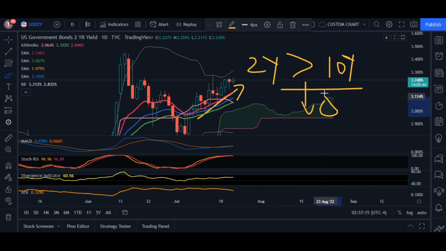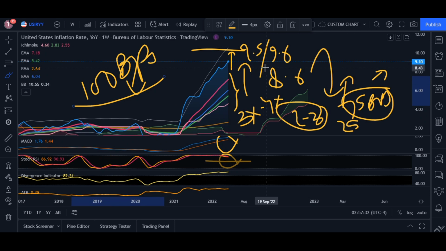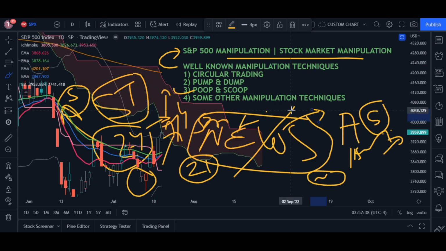And historically, in the last 80 years, this is a clear confirmation of the recession. So whenever this happens, the market accepts that there is a recession. The 2-year and the 10-year. So these two things, bond yield and the inflation rate, are into the picture. So this is the other side of the economy.